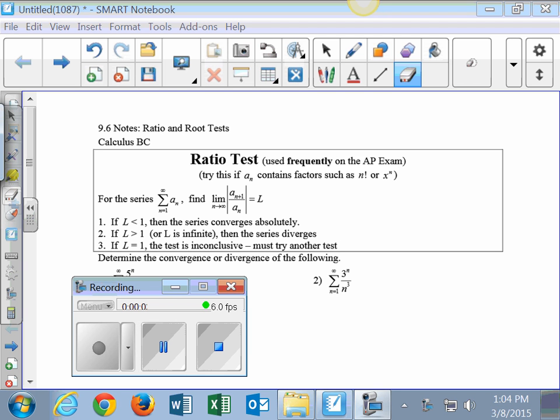Hello, today this is section 9-6. We're going to be working with the ratio test and the root test.